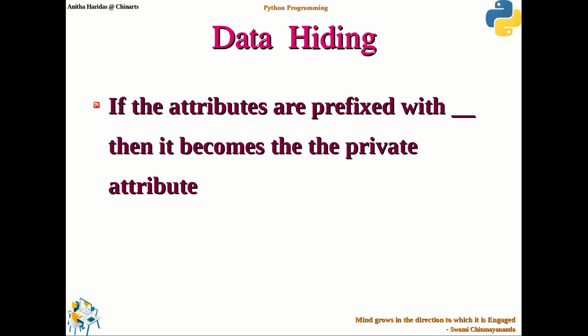Let me repeat. Data hiding can be defined as the mechanism of hiding the data of a class. From where are you going to hide the data? From the outside world or from other classes of the application. Why are we doing it? It is done to protect the data from any accidental or intentional access.